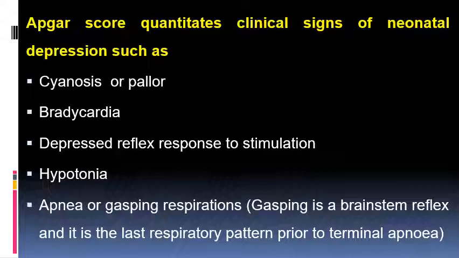So each one of the parameters like appearance, pulse, grimace, whether it is achieved or not achieved, based on that, the symptoms are going to be exhibited in the normal newborn when you are assessing the newborn. So these are the expected outcomes. Whether it is achieved or if not achieved, then these may be the issues. So accordingly, we have to plan for the intervention.